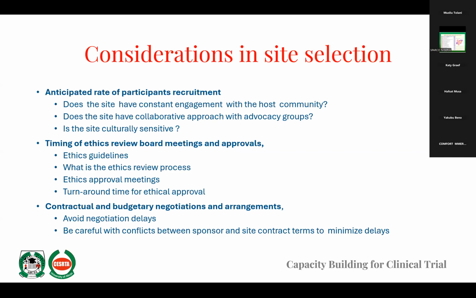So those are the issues that whosoever is selecting sites should look at very carefully, so that there is understanding between the sites and the sponsor, or between the sponsor and the PI who is going to conduct the study at that site. And the sponsor should be careful with conflict between sponsor and site contract terms to minimize delays. Again, when there are delays in signing contractual agreements, it affects the whole lifespan of the study. So those are issues that should be considered in your site selection before you pick a site to conduct clinical trials. Next slide, please.